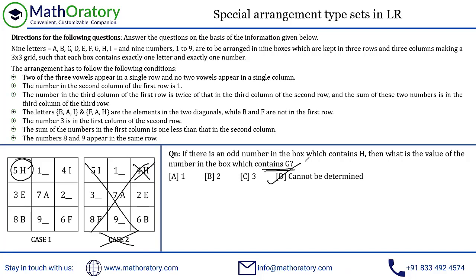Although we know it is the first case, we don't know the position of G. So we have C, G, and D remaining. Any of these could be that. We cannot determine that. That's it for this question. Let's move to the next one.